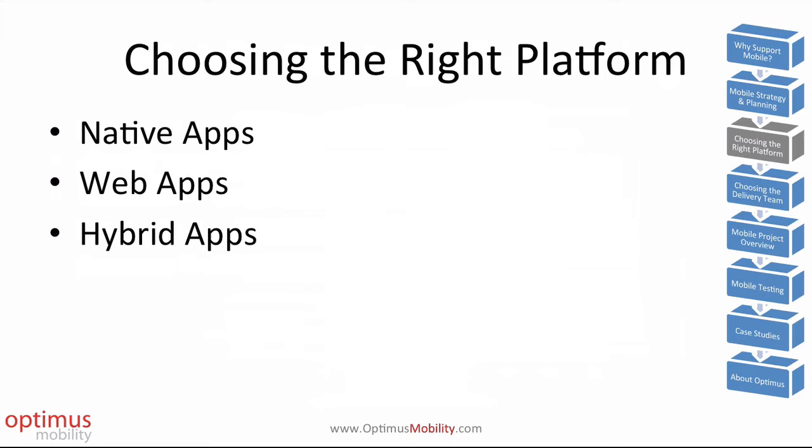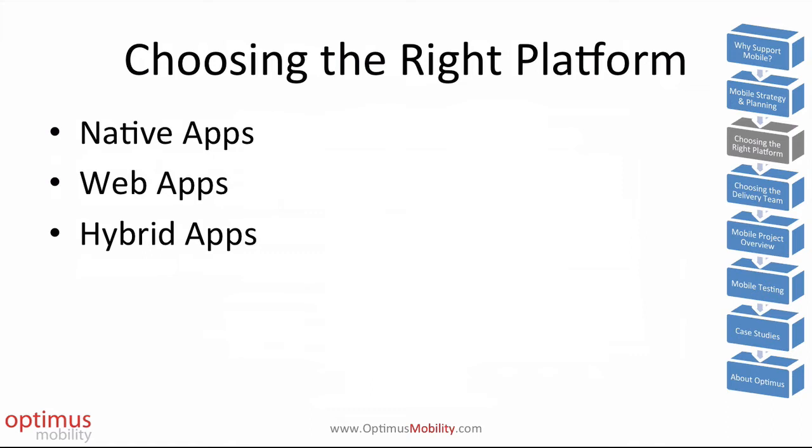Once the target audience is identified and the key business drivers determined, it's time to choose the right platform or mix of platforms. At a high level, here are 3 choices. First, there's native apps. These are the types of apps that we all download from our devices' app stores. For Apple, we download these from the App Store. For Android, we download these from Google Play.